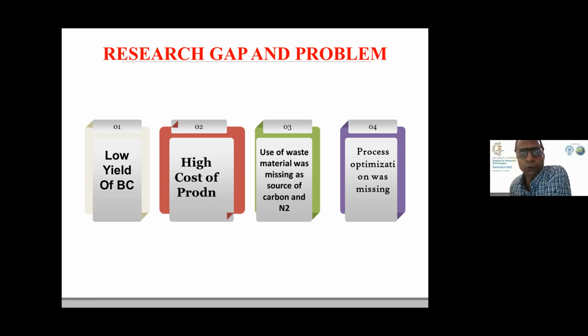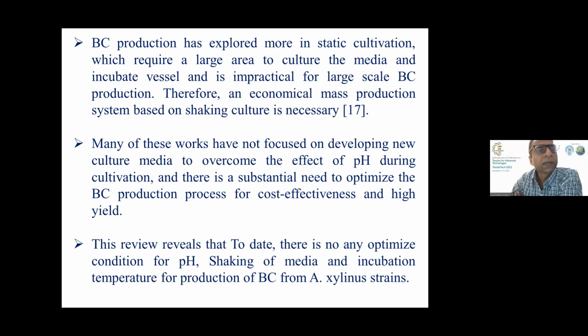Here we opt for another approach that is very unique. We use different waste material, agricultural waste material, as a nutrient, as a source of carbon and nitrogen in place of standard HS media. Process optimization was not tried by a number of researchers, and systematic design of experiments was not opted for by these researchers for the optimization of process parameters for bacterial cellulose synthesis. Bacterial cellulose production has been explored more in static cultivation in culture media in comparison to the dynamic or kinetic condition. Many of these works have not focused on developing new culture media to overcome the effect of pH during cultivation. And there is a substantial need to optimize bacterial cellulose production for low-cost production options.